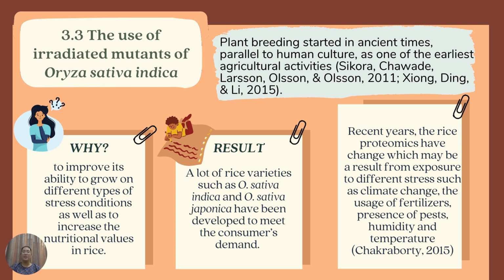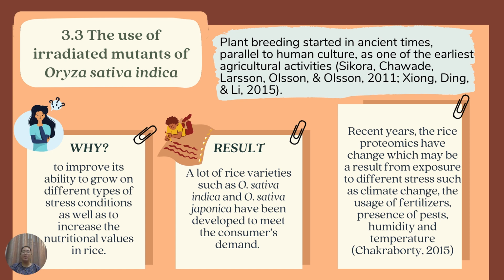My third literature review is the use of irradiated mutant of Oryza sativa indica. According to a study by Sikora, Charade, Larson, Olson and Olson in 2011, and Cheong, Ding, and Lee in 2015, plant breeding started in ancient times, parallel to human culture, as one of the earliest agricultural activities.